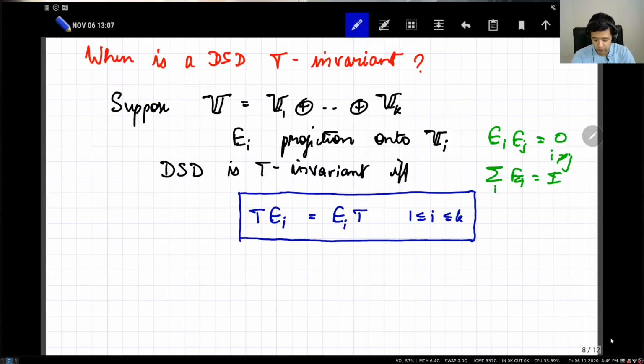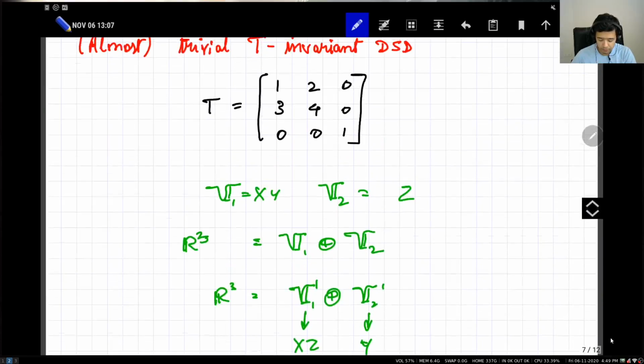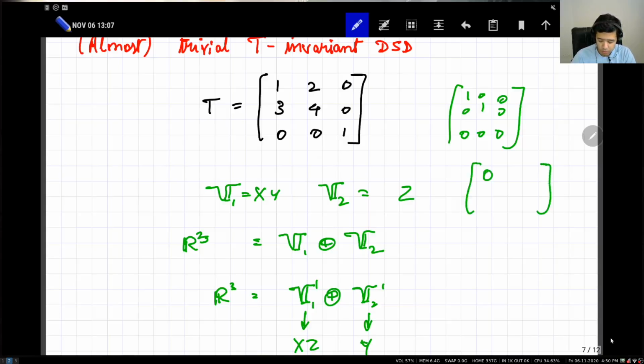Okay, and you can look at this previous example and see that this is indeed true. So for example, you can take E1 to be this matrix over here, a projection onto the xy plane, and E2 to be this matrix, which is projection along the z-axis, right? And you can easily verify that T times E1 is equal to E1 times T, and T times E2 is equal to E2 times T.